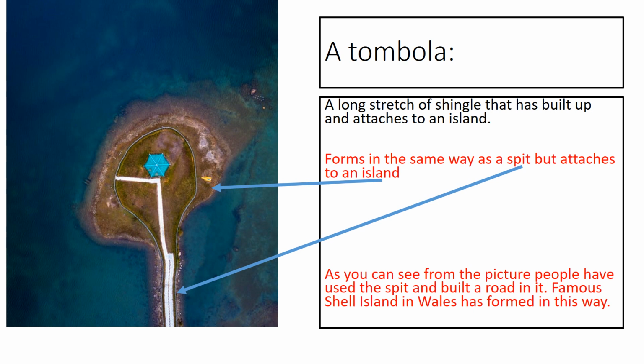A tombolo then, again, a long stretch of shingle that has built up and then it attaches to an island. This has happened exactly in the same way as a spit has formed, but it has attached to an island, and as you can see from the picture, people have used that spit as a road and connected to this island for camping, for example. Shell Island in Wales has been formed this way and is also used for camping.